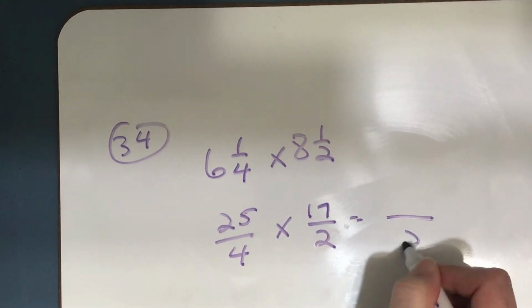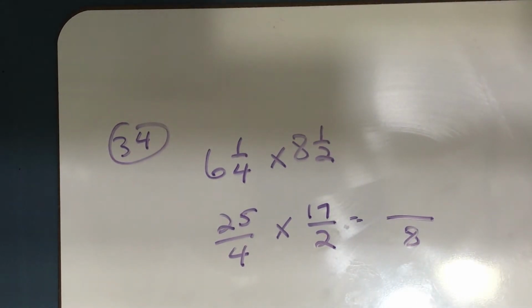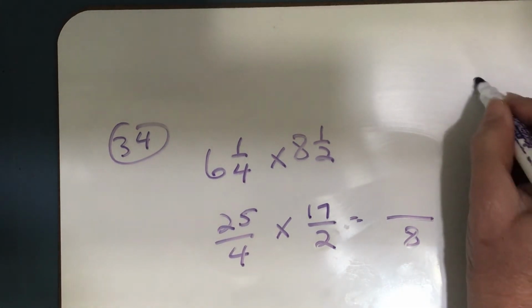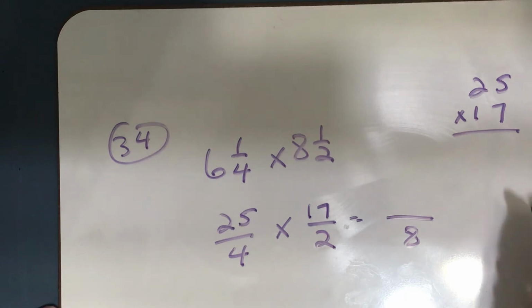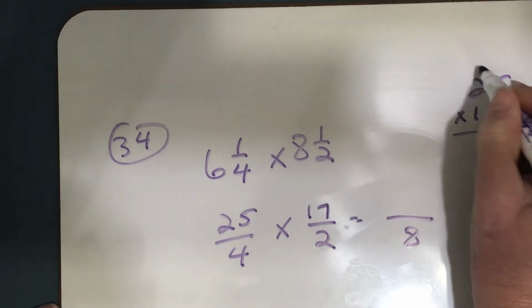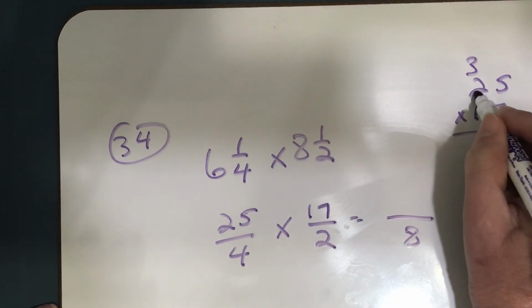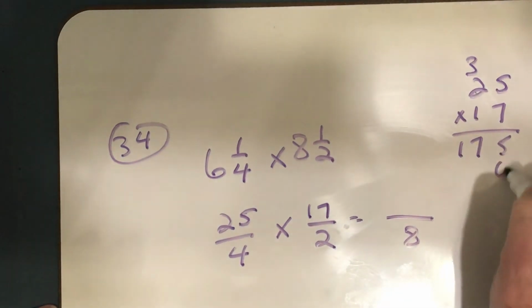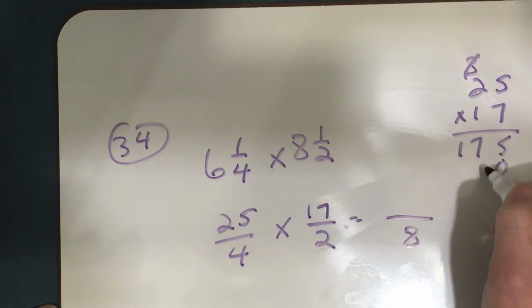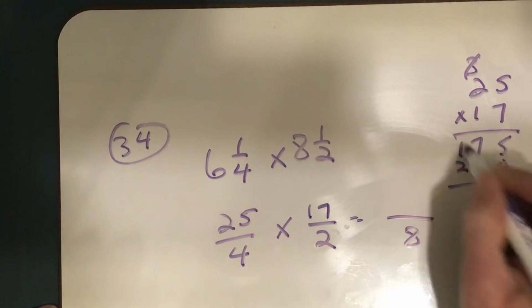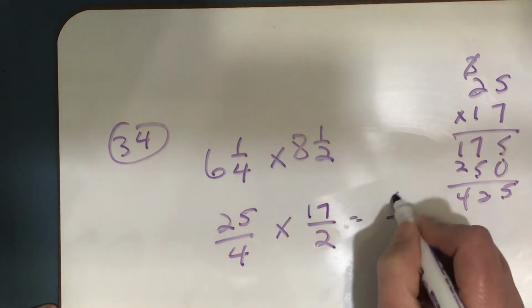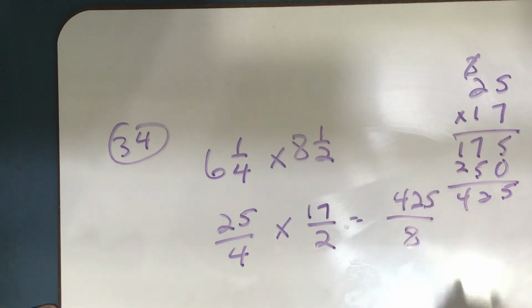I know that 4 times 2 is 8. So I need to multiply 25 times 17. So I'll put that up here. 25 times 17. 7 times 5 is 35. 7 times 2 is 14, plus 3 is 17. 1 times 5 is 5. 1 times 2 is 2. I need to add it up. So I get 425 over 8.